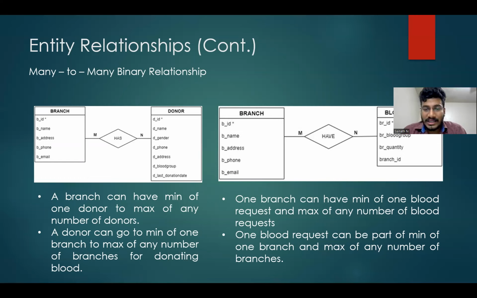And now coming to the branch and the blood request, one branch can have a minimum of one blood request, and a maximum of any number of blood requests. And one blood request can be part of a minimum of one branch and a maximum of n branches. It means that one branch can raise n number of blood requests, and one blood request can be part of any number of branches.